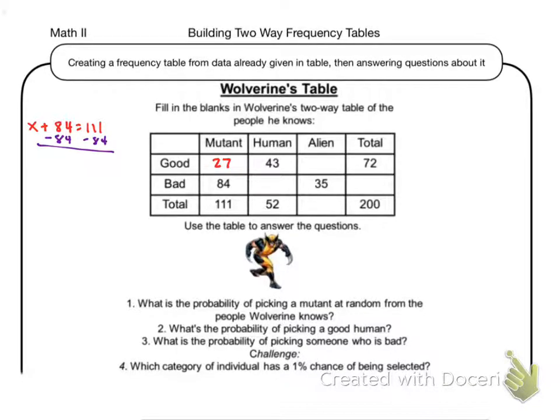Now same thing for the humans. You've got to figure out what's missing in here. So 43 plus what number gives us 52? We can just take 52, subtract 43, and that gives us 9.